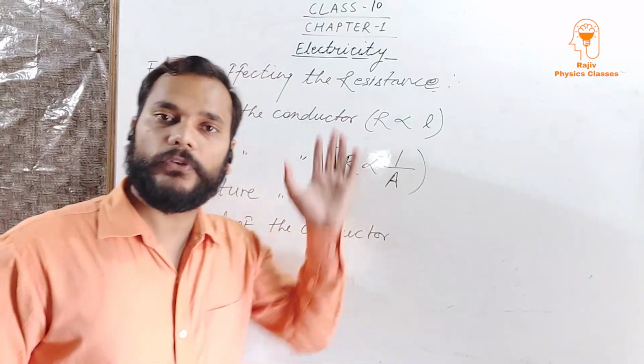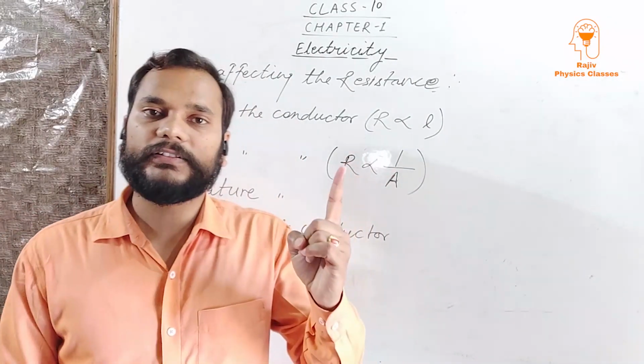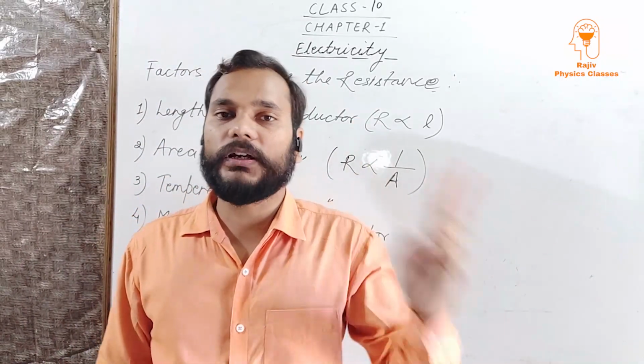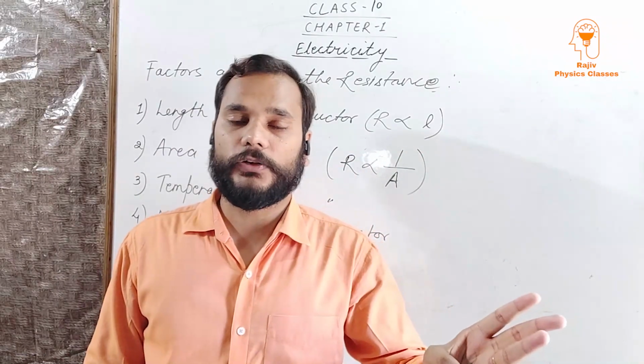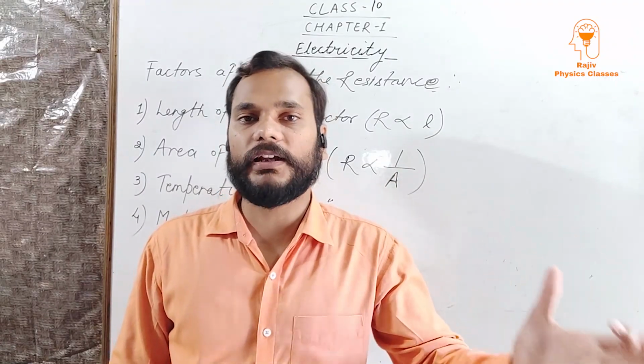So we have studied here 4 factors on which the resistance of a conductor depends. What is first? Resistance is directly proportional to the length. Number 2, resistance is inversely proportional to the area. Number 3, resistance is directly proportional to the temperature. And number 4, resistance depends on the material of the conductor.